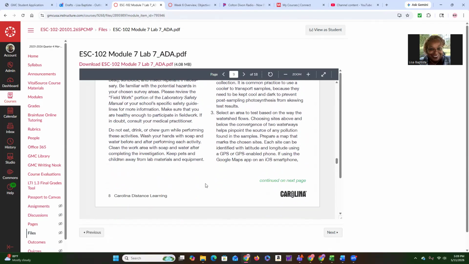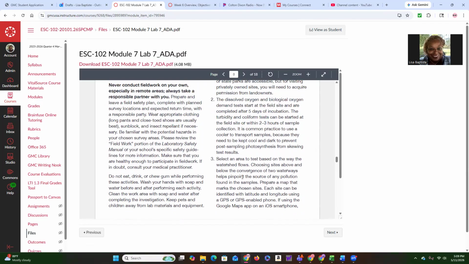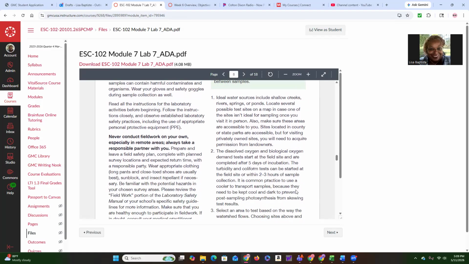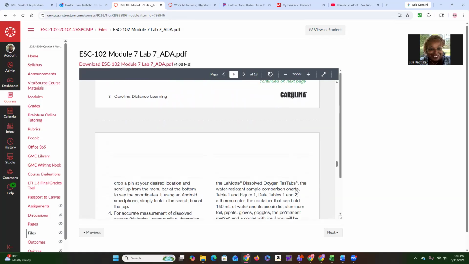Make sure that you're also not eating, drinking, or chewing gum while performing these activities. Clean your work area with soap and water after completing the investigation. Keep pets and children away from the lab materials and equipment. Then you're going to select the field sites for the following activities. This kit has enough test material for 10 locations if the sample tubes are washed between samples. So just a note there.